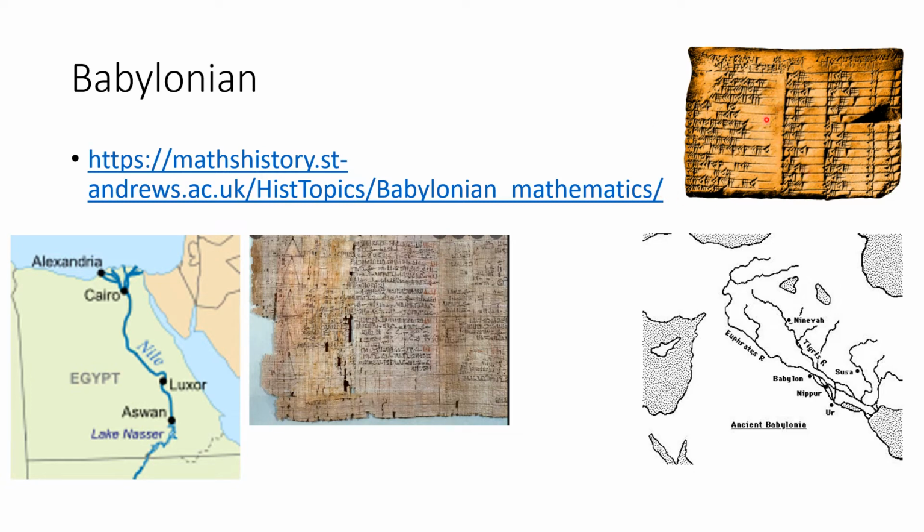This thing shown here is Plimpton 322, which has, according to some historians anyway, Pythagorean triples with it. So anyway, here is a reading about the overview of Babylonian mathematics.